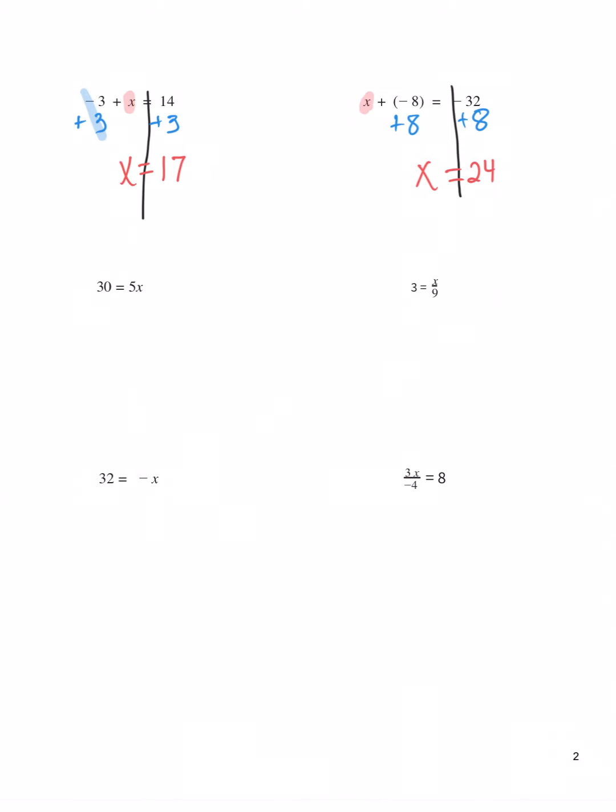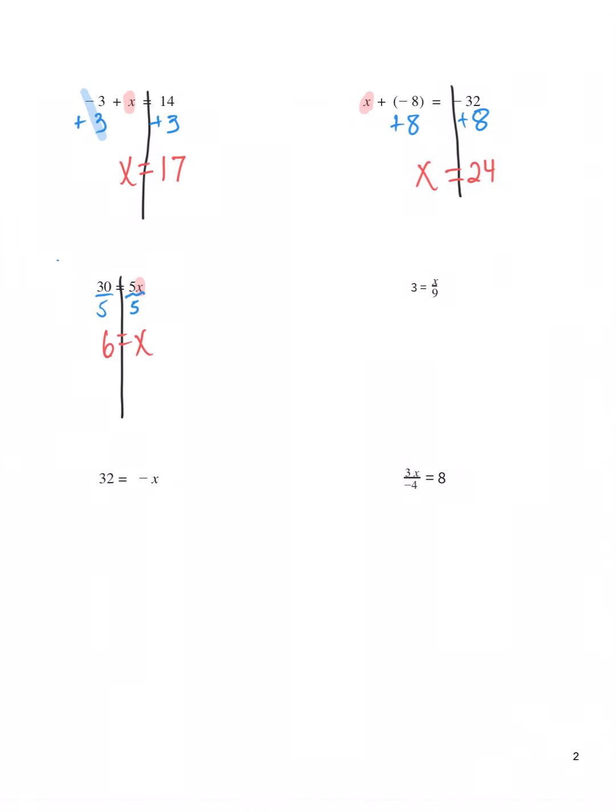Okay, hopefully you did that and you get the same answer as me. So we are going to find our variable, line down the center, do the opposite. The opposite of multiplication is division. So I gotta divide by 5, divide by 5. 30 divided by 5 is equal to 6. And 5 divided by 5 is equal to 1. So I just have my x over here.